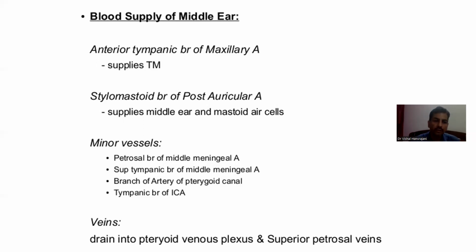The minor vessels are the petrosal branch of the middle meningeal artery, the subtympanic branch of the middle meningeal artery, the branch of the artery of the pterygoid canal, and the tympanic branch of the internal carotid artery. They also supply the middle ear. And the blood from it drains into the pterygoid venous plexus and superior petrosal veins.